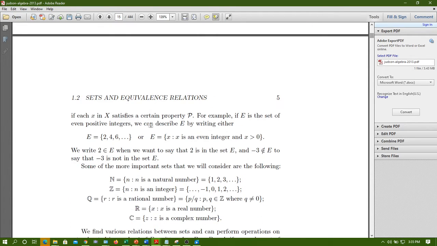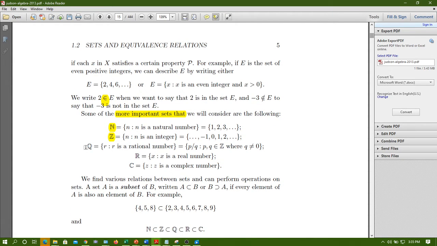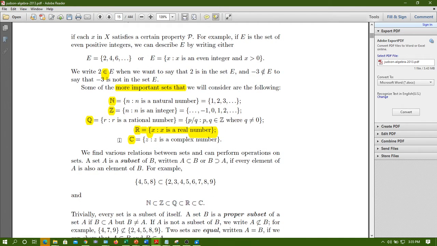We have also the notation. This one, we use this to mean element of something, an object. N, group of natural numbers. Z, group of integers. So these are more important sets that we need to consider. Q for rational, R for real, C is for complex numbers. So these are common sets of numbers. We have also various relations between sets and can perform operations on sets.